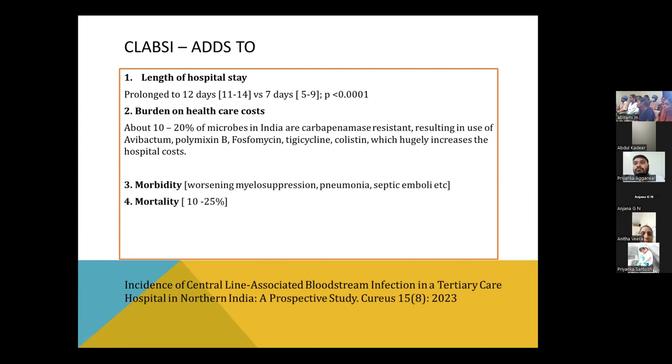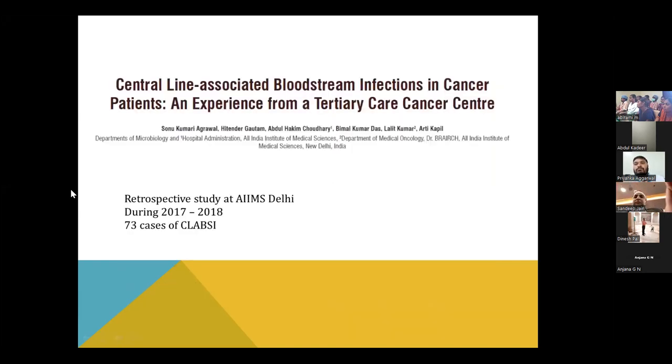And the burden of healthcare cost is what we all worry about. They have to pay more for the antibiotics and the duration of hospital stay. Also, 10 to 20% of the microbes in India are carbapenemase resistant, needing the use of higher antibiotics like avibactam, fosfomycin, polymyxin, tigecycline, etc. There is added morbidity to the patient in addition to the underlying disease, and a higher mortality rate.